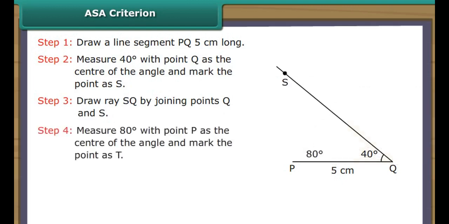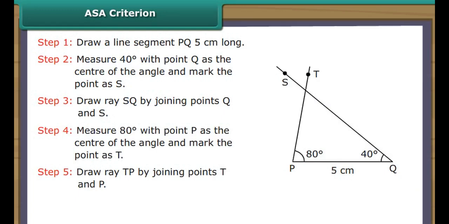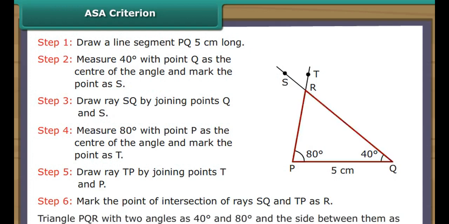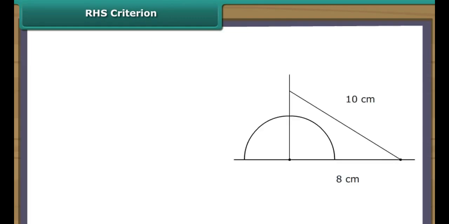Measure 80 degrees with point P as the center of the angle and mark the point as T. Draw ray TP by joining points T and P. Mark the point of intersection of rays SQ and TP as R. Triangle PQR with two angles as 40 degrees and 80 degrees and the side between them as 5 cm is constructed. RHS criterion. Let us now draw a triangle one of whose angles measures 90 degrees and the base and hypotenuse are 8 cm and 10 cm respectively.